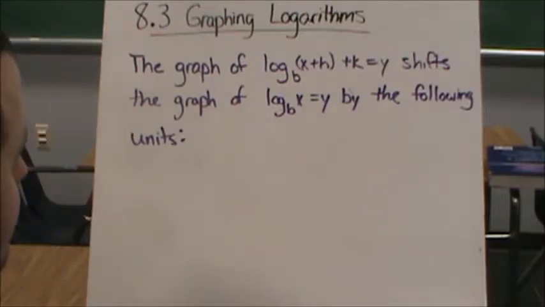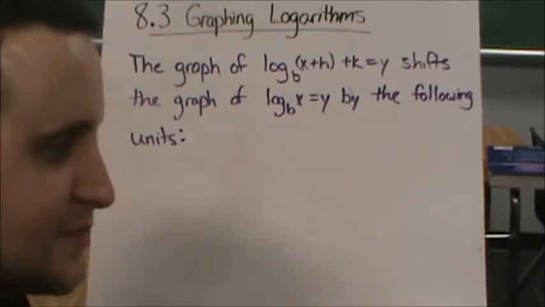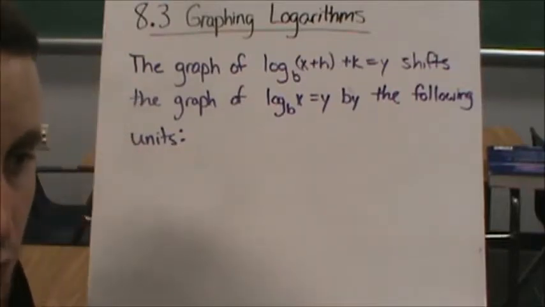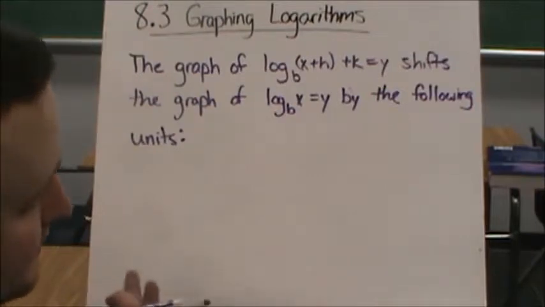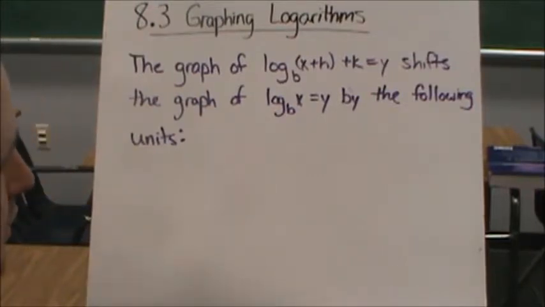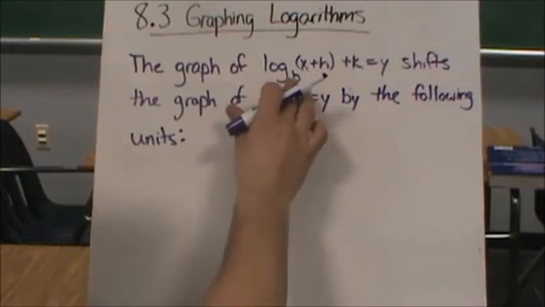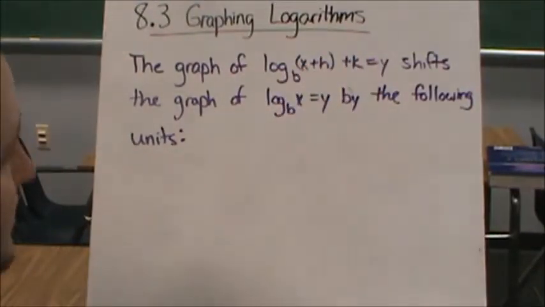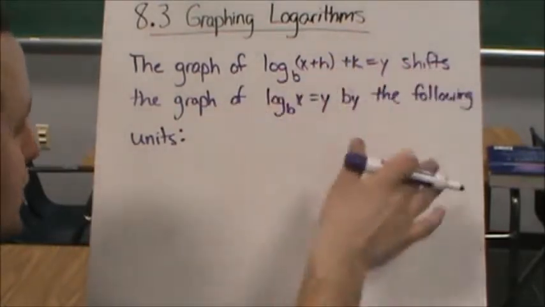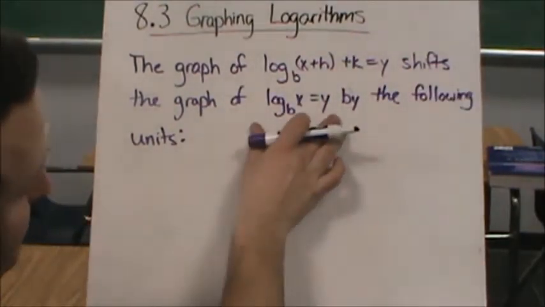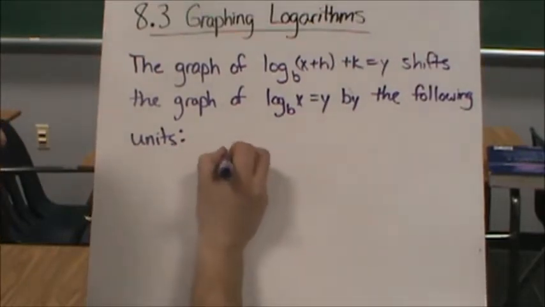Right. So let's talk about graphing logarithms, but in a different sense, in the fact that we're now going to translate these logarithmic functions, the graphs of them, horizontally and vertically. So, as we've done with exponential functions and radical functions, the process is going to be the same. The graph of log base b of (x plus h), notice the x plus h is in parentheses. That denotes order of operations. So the graph of log base b of (x plus h) plus k equals y will shift or translate the graph of log base b of x equals y by the following units.